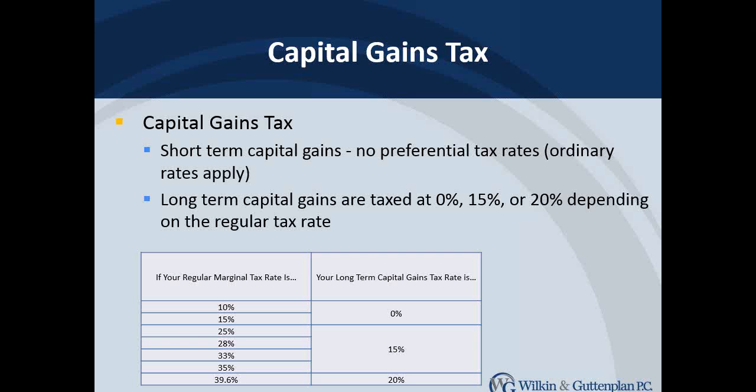And long-term capital gains, so investment property, for most taxpayers, that's going to be stock. Those that are held for over a year are taxed at favorable rates, and the tax rates are 0%, 15%, or 20%. And what rate you pay depends on what your regular income tax bracket is. So for our low-income taxpayers, those that are in a regular 10 or 15% bracket, they don't pay any tax on long-term capital gains, and those taxpayers that are in that highest rate, that 39.6% bracket, they pay the maximum 20%. And everybody else that falls in between pays a 15% long-term capital gain tax rate.